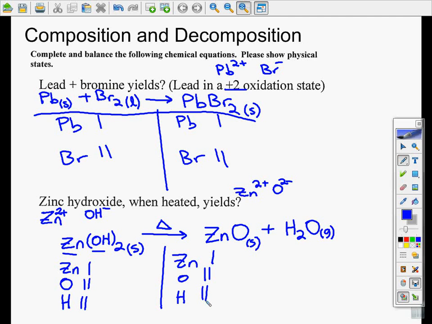So remember, metallic hydroxides form oxides combined with a metal, and water. And then we go to balance this equation. This one ends up being balanced already, giving us our final answer.